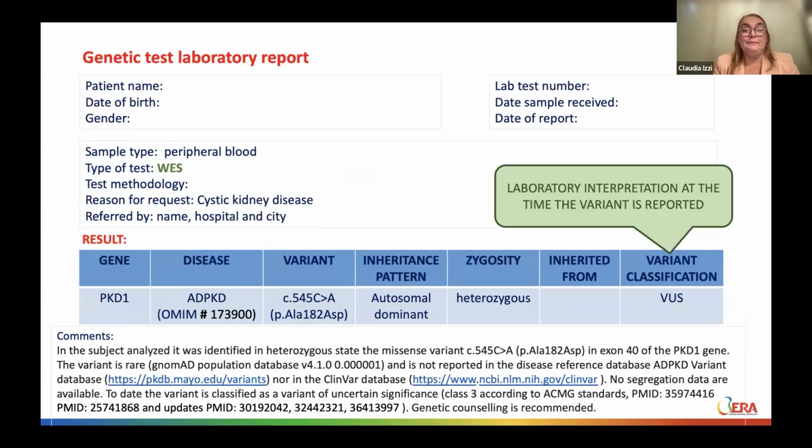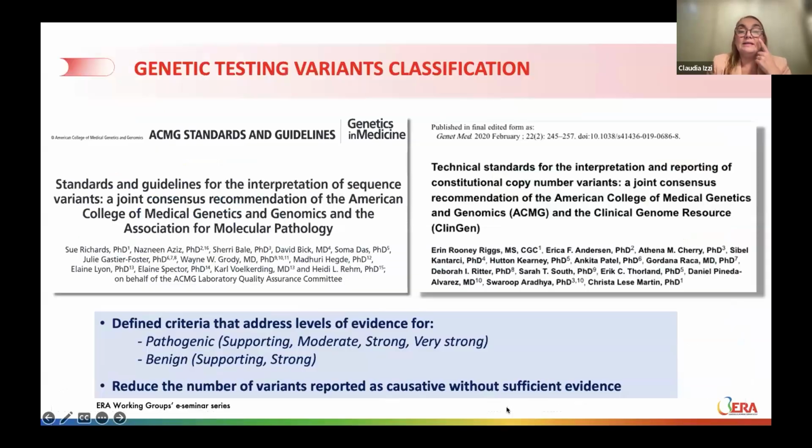In this case, the result is the PKD gene, ADPKD, and the variant is a missense variant in a heterozygous state in exon 14 of the gene, and it's rare, not reported in the ADPKD variant database nor in the ClinVar database, and no segregation data are available. So the variant is classified as a variant of uncertain significance, a class 3. And again, genetic counseling is recommended.